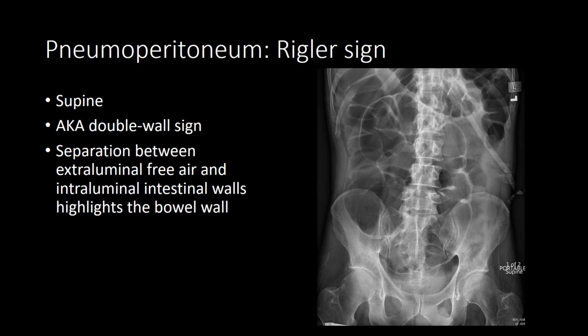The Rigler sign, which is also known as the double wall sign, shows a separation between extraluminal free air and the intraluminal intestinal walls. Normally on a KUB, only the intraluminal mucosal surface of the bowel is visualized, and this is because of the air and soft tissue interface. So when a perforation occurs and when gas becomes present in the peritoneal cavity outlining the bowel, both extraluminal and intraluminal layers can be seen. Here you can definitely appreciate the radiolucency of the air on both sides of the intestinal wall.